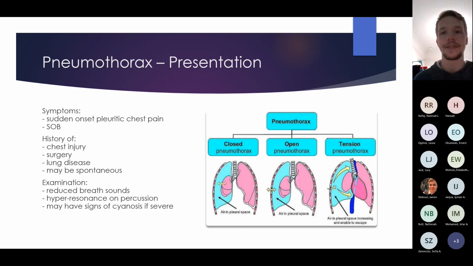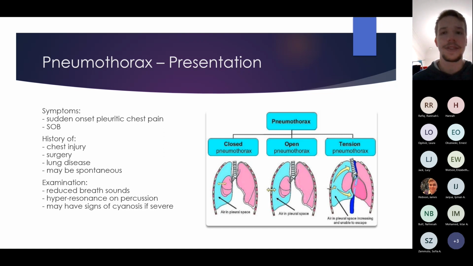So you normally have a simple pneumothorax, which is where the air's there, but it can go both ways. So it can enter the pleural cavity, but it can also leave. And then you've got more of the emergency, which is the tension pneumothorax. So that's normally when a valve is created, so air can enter into the pleural cavity, but it can't actually leave it. So the pressure will just build up and build up and build up. So that's going to require immediate treatment if someone does present with that.